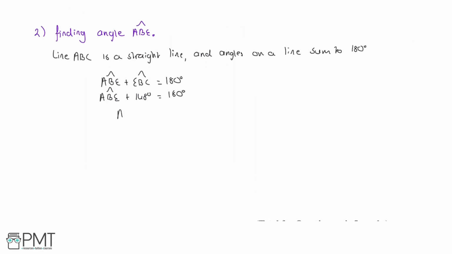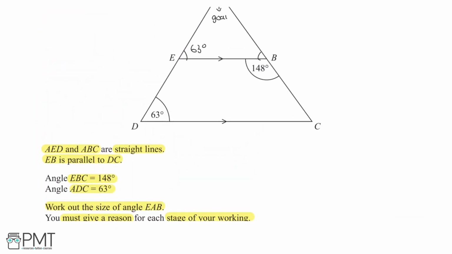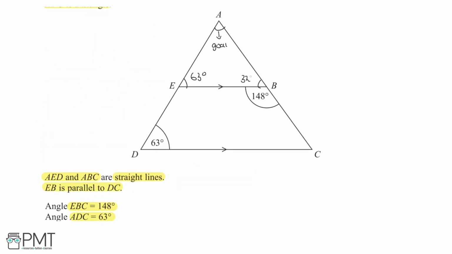We are going to say that ABE equals 180 degrees minus 148 degrees, and all we've done is subtract 148 degrees from this side and 148 degrees from this side. To get from 148 to 180, we first add 2 degrees to get to 150 and then 30 to get to 180. So this means that ABE equals 32 degrees. So we're going to come to our diagram. ABE, this is 32 degrees.